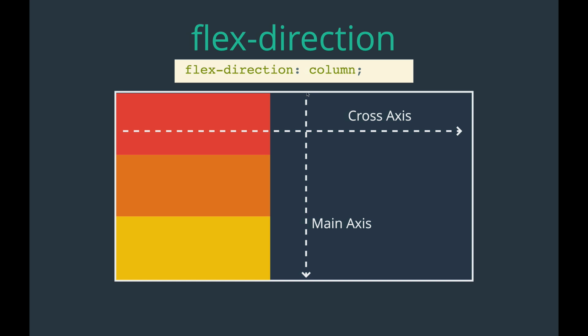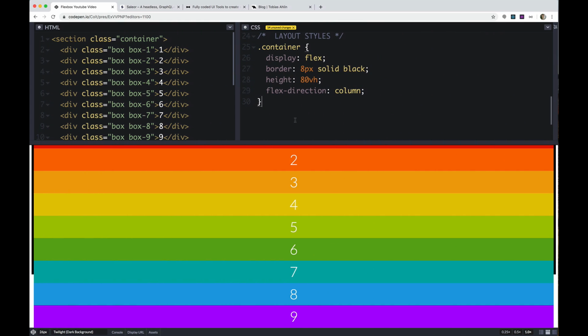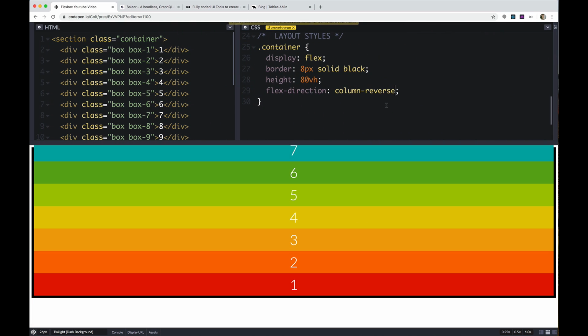So the main axis now, when we have direction of column, is top to bottom. And just like with row, we have flex direction column-reverse, where we can reverse that direction from bottom to top. Column-reverse. And now we start at the bottom, 1, 2, 3, 4, 5, 6, 7, 8, and then go upwards.